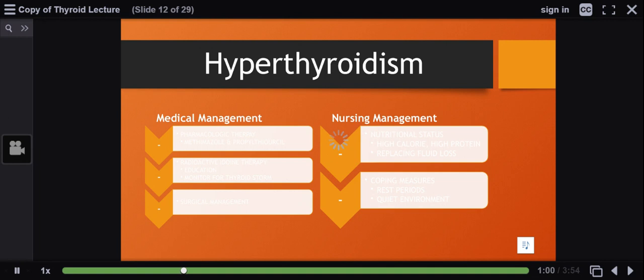Another type of medical management that is very commonly used is radioactive iodine therapy. In this case, the client is given a dose of radioactive iodine, which is used to destroy the thyroid cells, since the majority of iodine is retained in the thyroid gland.